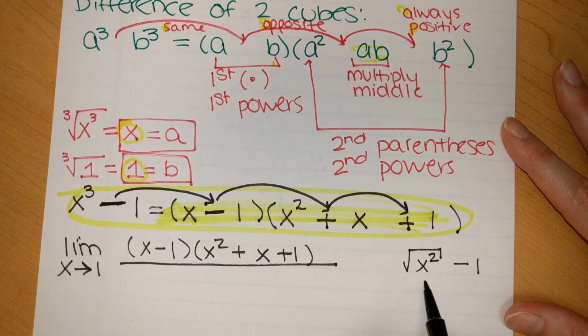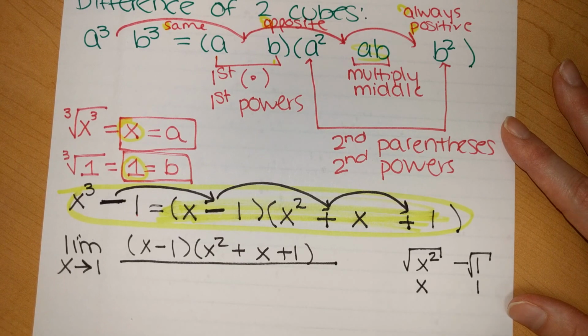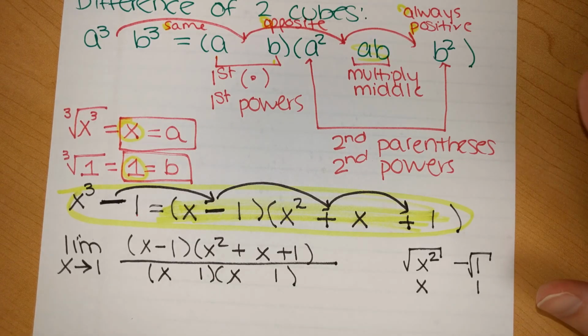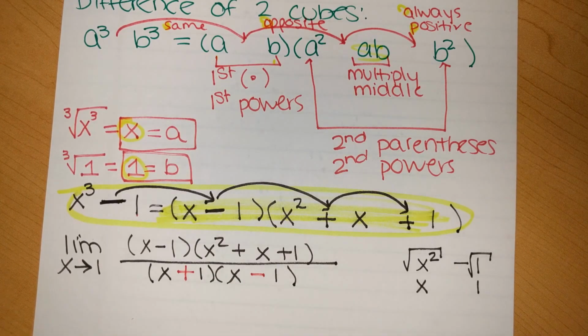Take the square root of the first, we get x. Take the square root of the last, we get 1. So we write that as x and 1, x and 1. And then because it is a difference of 2 squares, we write a plus and a minus. So that is our factorization.